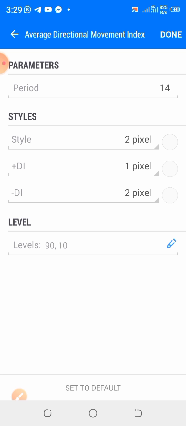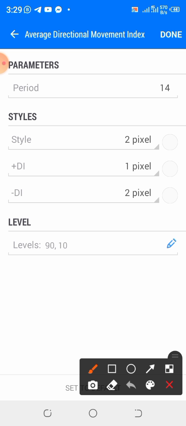Other stuff here, you change the colors to white, okay. You change all these colors here to white. If you are using a dark background, you change it to black.